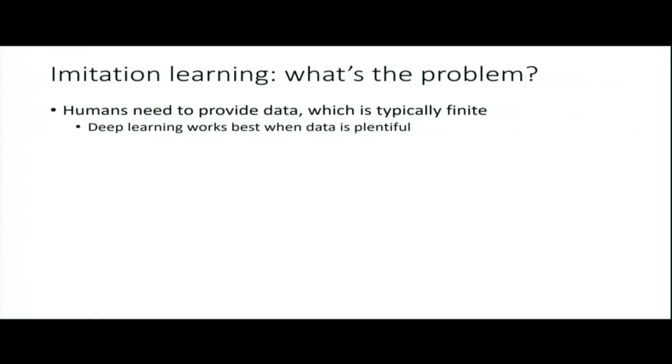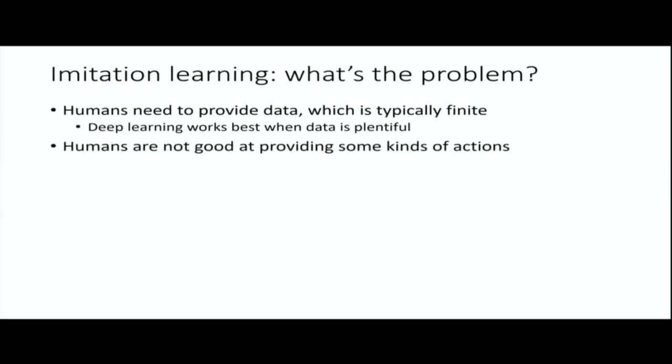So deep learning works best when data is plentiful, so that means that the more data you get, the better you'll generalize. And if your generalization is limited by how much you can get from the humans, that can be a bit limiting. Humans are also not good at providing some kinds of actions.